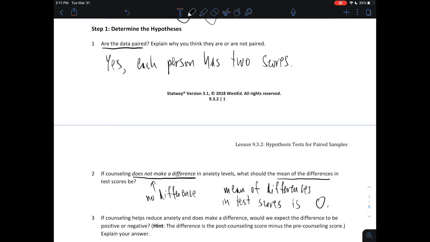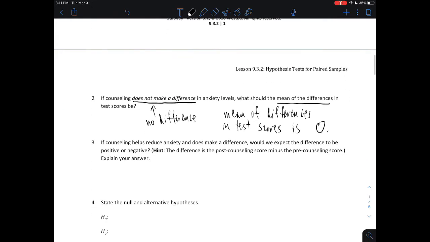Number 3, if counseling helps reduce anxiety and does make a difference, would we expect the difference to be positive or negative? So hint, the difference is the post-counseling score minus the pre-counseling score. So first of all, the difference that we're looking at is post-counseling score minus the pre-counseling score.